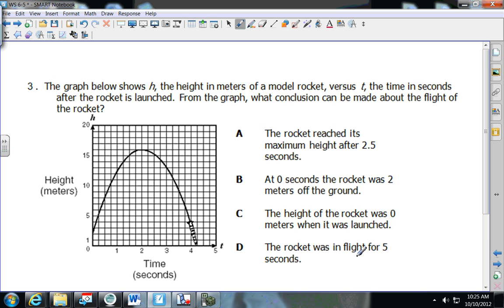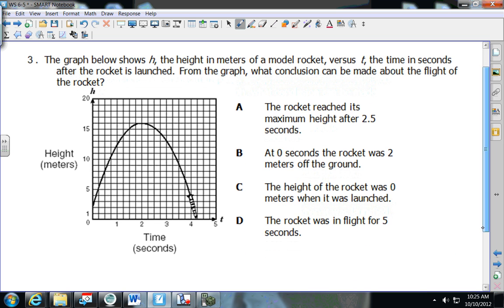The last one, pause the video and come back and see how you do. It says the graph shown shows h, the height in meters of a model rocket, versus t, the time in seconds after the rocket was launched. From the graph, what conclusion can be made about the flight of the rocket? One, it says the rocket reached its maximum height after 2.5 seconds. All right, so here's the maximum height. Let's come down here and see. No, that's right at 2 seconds. No, that's not right, because the maximum height was at 2 seconds.